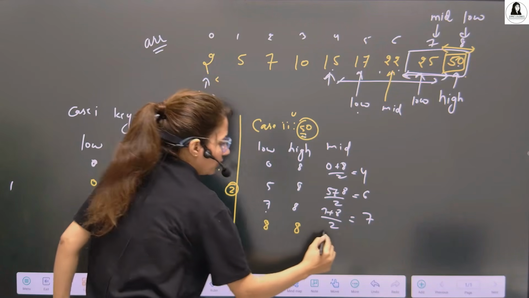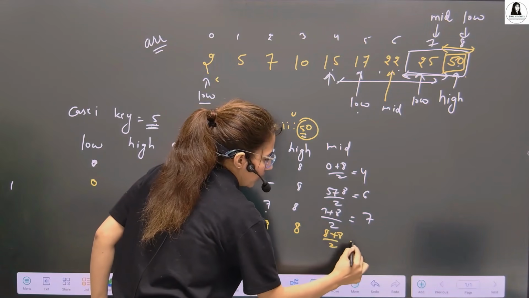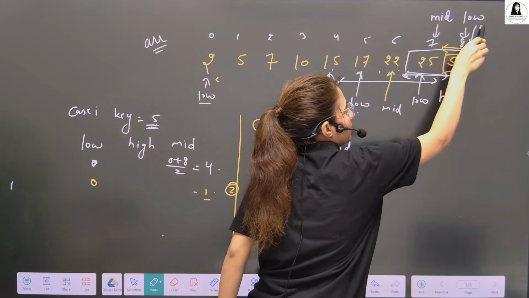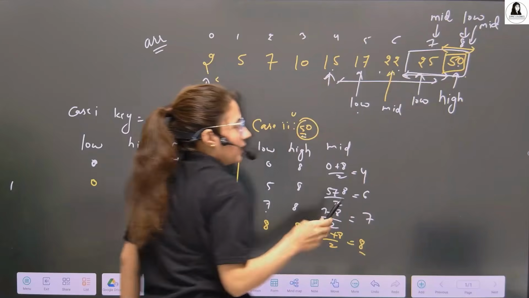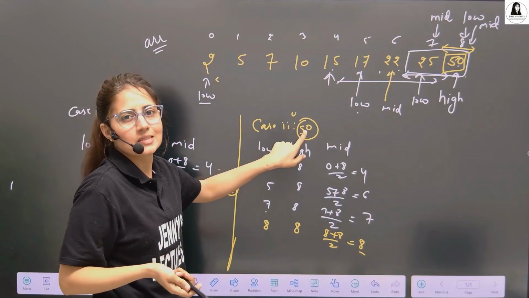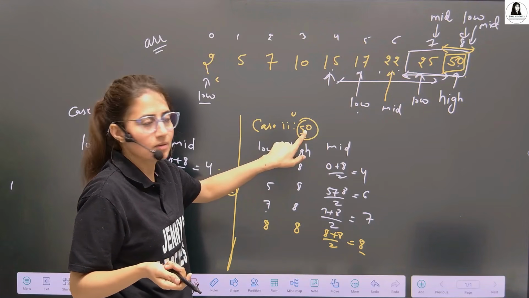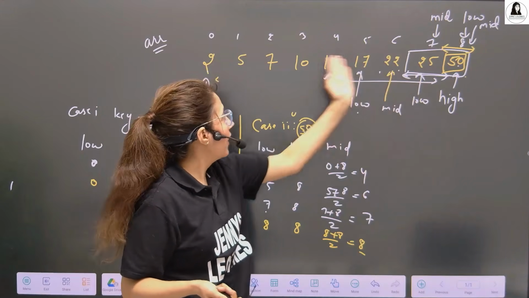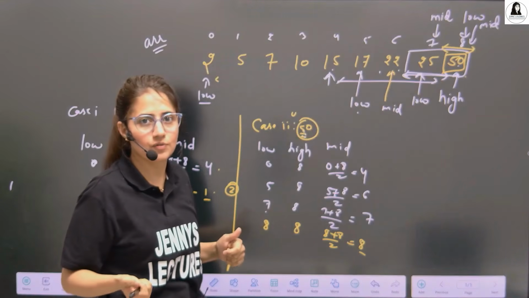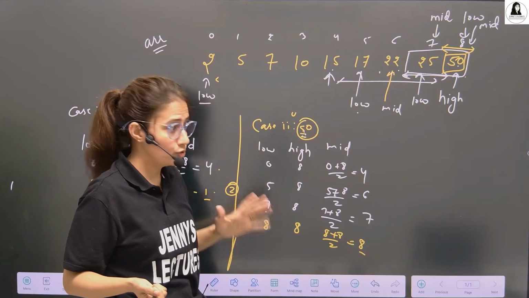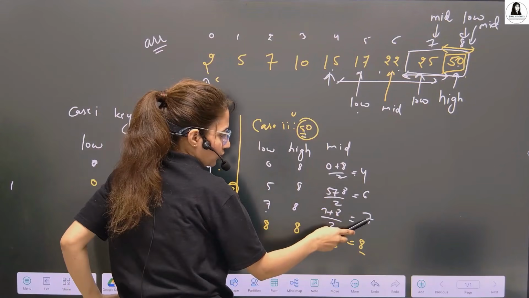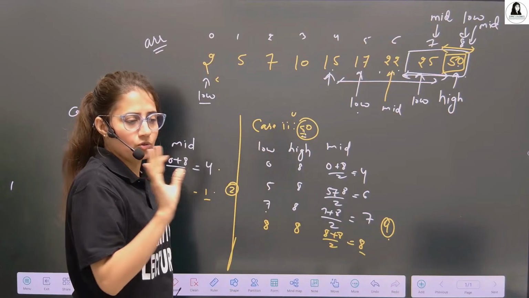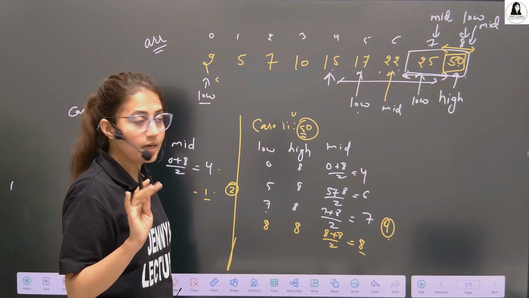Now again find mid: 8 plus 8 divided by 2, that is 8. Mid is also at the same position. Now compare, is this equal to the key? Yes. So return mid. Mid is 8, so it will return 8. And we know that at index 8 there is 50. So how many comparisons? 1, 2, 3, 4. In just 4 comparisons, you got your answer, right?